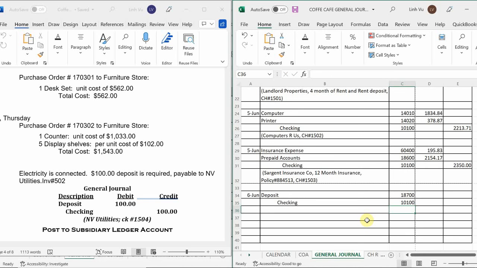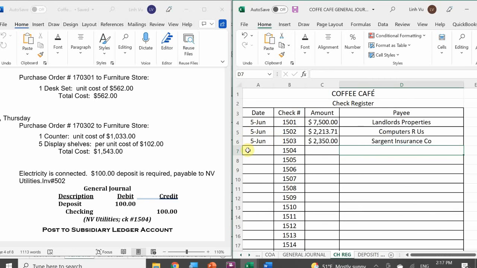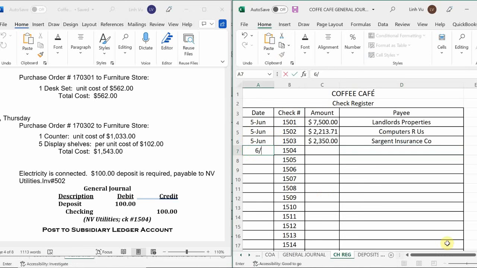So in this case, I need to cut a check. So you need to go to your check register. Okay. Today is the 6th, right? We paid $100. And who did we cut this check out to?